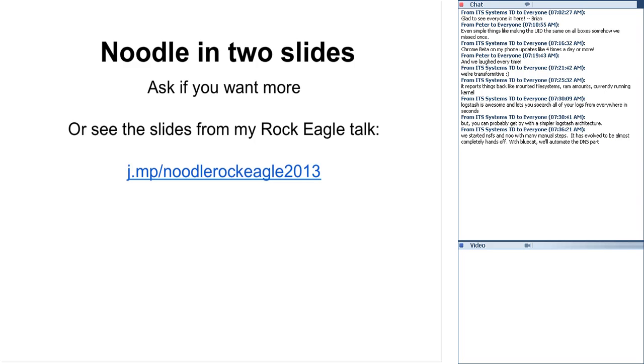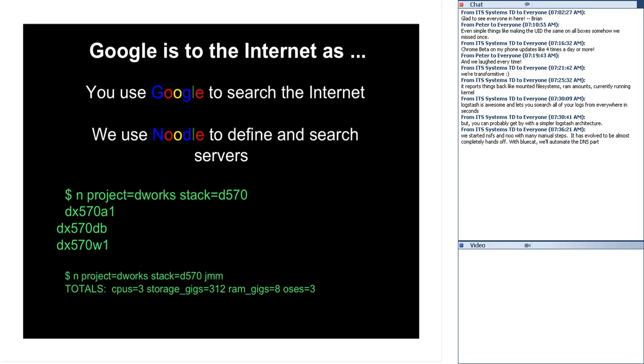All right, so like I said, there's a whole presentation about Noodle that I did at Rock Eagle, but I'm going to try and cover it in 2 slides. So the joke is that you use Google to search the internet, and we use Noodle to search and define our service. So here are a couple of commands. N is our little abbreviation for Noodle, and in this case, we've asked it to show us machines that are in the DegreeWorks project and the stack 570. I don't remember which school 570 is, but the D stands for DegreeWorks. 570 is that school. So it shows us that there are 3 machines in that project.